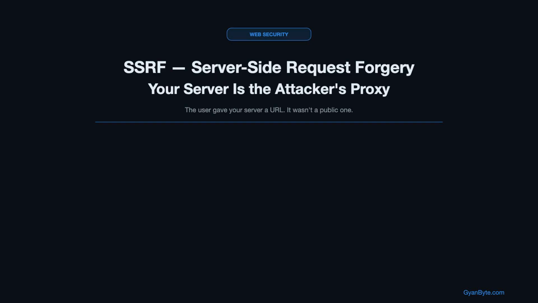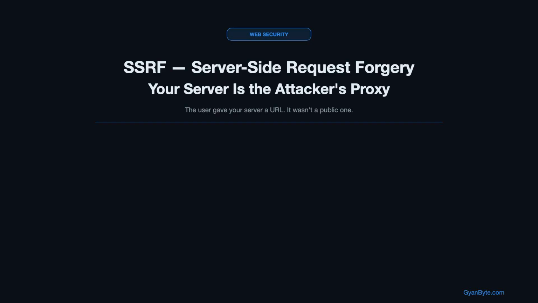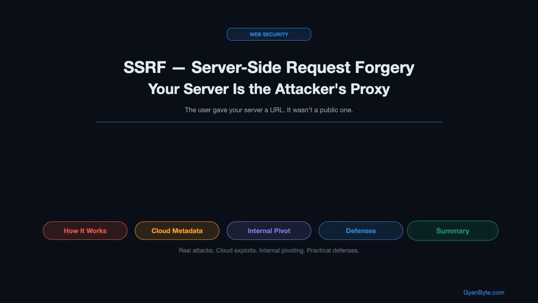That's SSRF. Server-side request forgery entered the OWASP top 10 in 2021. It's behind the Capital One breach, 100 million customer records stolen through one SSRF vulnerability in a WAF. We'll see how it works, look at the cloud metadata attack that hit Capital One, walk through internal network pivoting, and cover the defenses. All practical. Let's go. Here's how SSRF works.